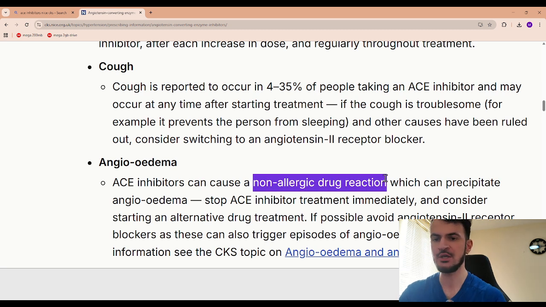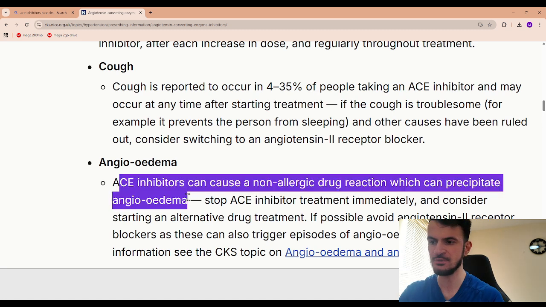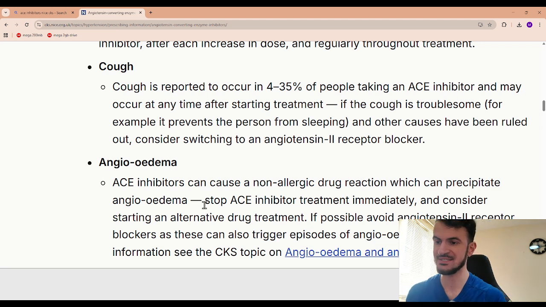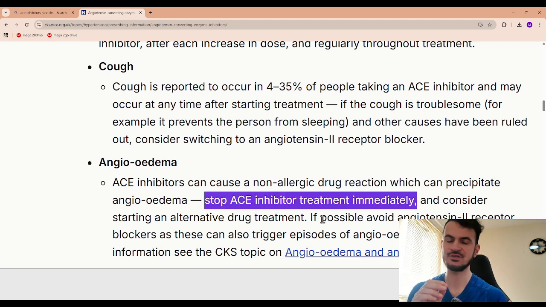As we go down, we look at angioedema, and obviously angioedema is defined as a non-allergic drug reaction, which can precipitate angioedema. So what would you do if you get angioedema for a patient? You would stop ACE inhibitor treatment immediately and consider starting an alternative drug treatment.